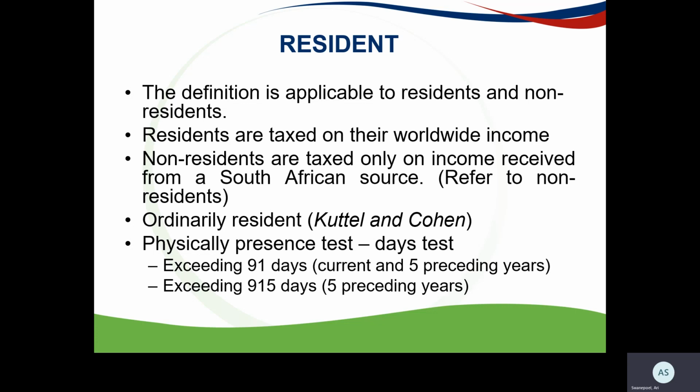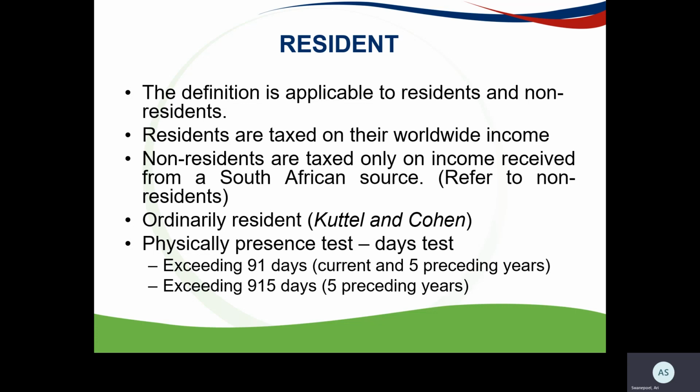Okay, then tests to determine whether you're a resident. There's the ordinarily resident test. And in the Cuttle and Cohen cases, Cuttle was ordinarily resident in the USA, although he also had a home in South Africa. And Cohen, the court held that where a person returns to after his wanderings is where his ordinary residence is. In Cohen's case, that was South Africa.